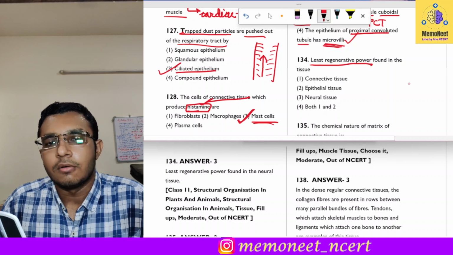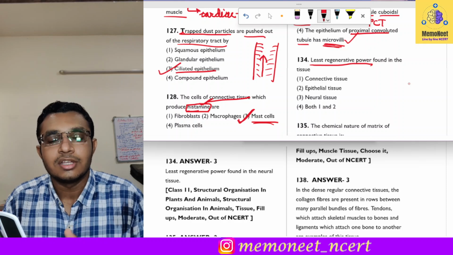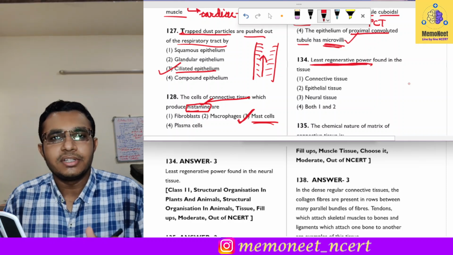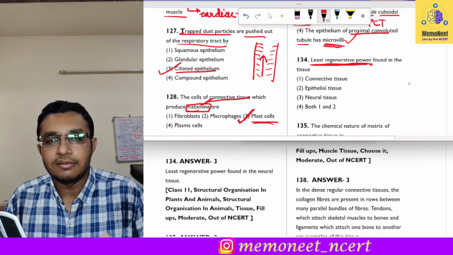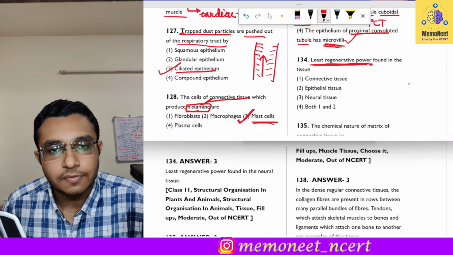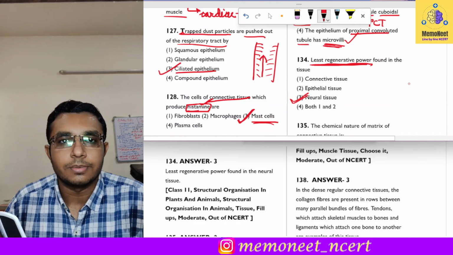Now see, what is the meaning of regeneration? It means to grow another one. So the least regenerative power means that if the tissue is damaged, it cannot recover itself. So the least regenerative power is found in which tissue? It is found in the neural tissue. So the correct answer of this question is option 3.